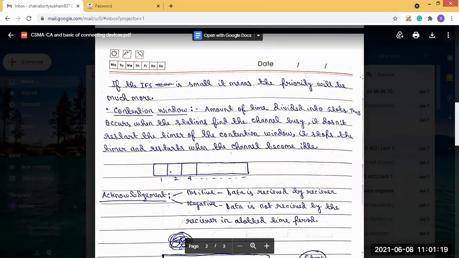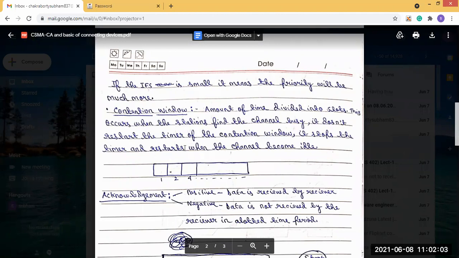We have seen the IFS concept when the channel is idle, but the contention window situation occurs when the station finds the channel is busy. When the channel is busy, it doesn't start the timer of the contention window. That means there is a timer present in the contention window. It stops the timer and restarts it when the channel becomes idle.